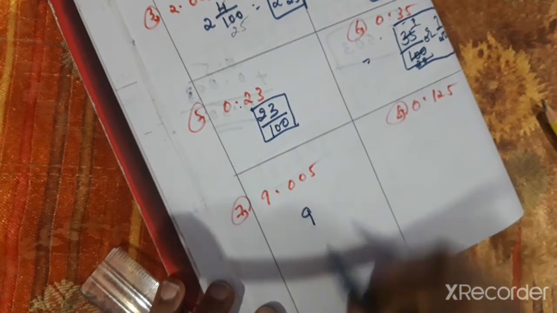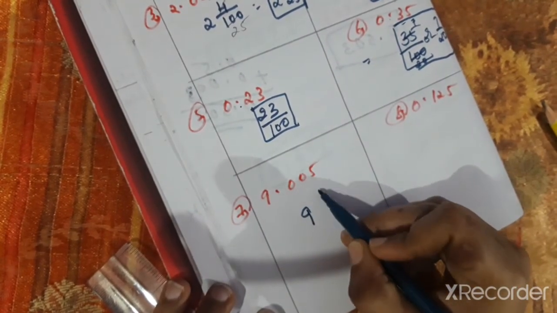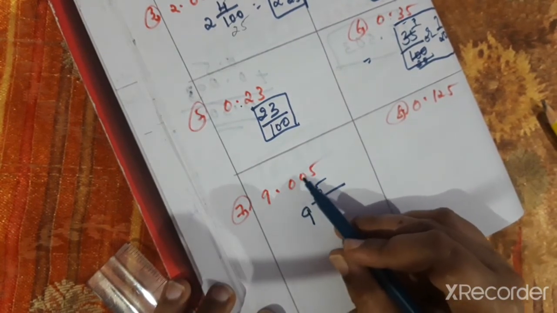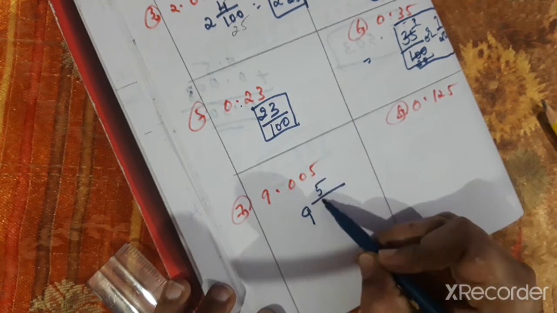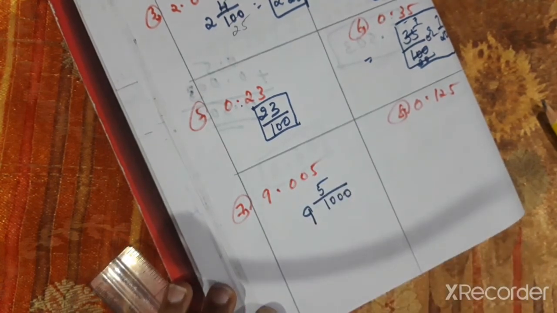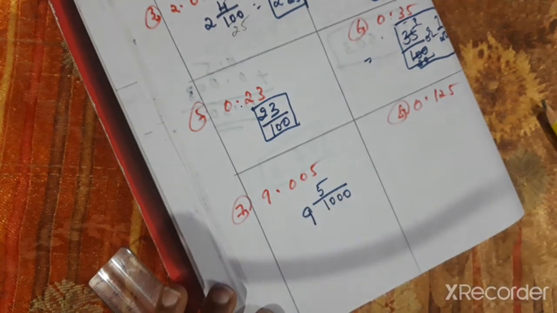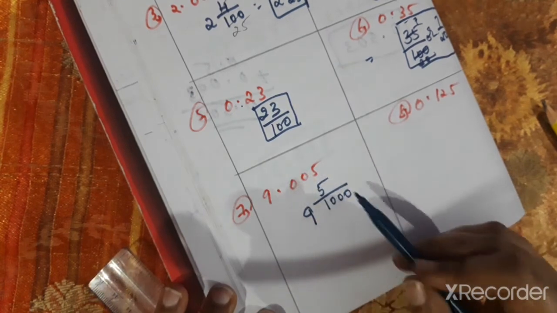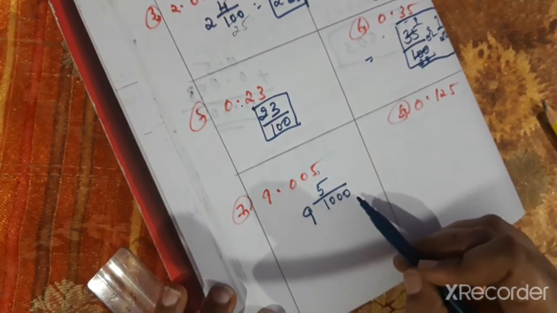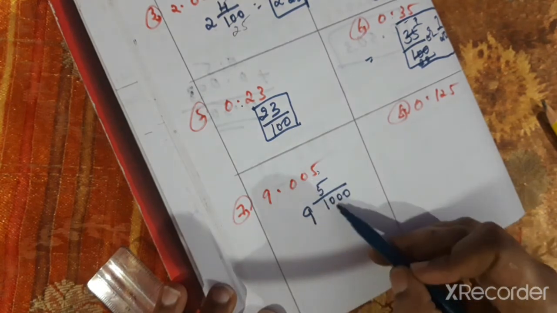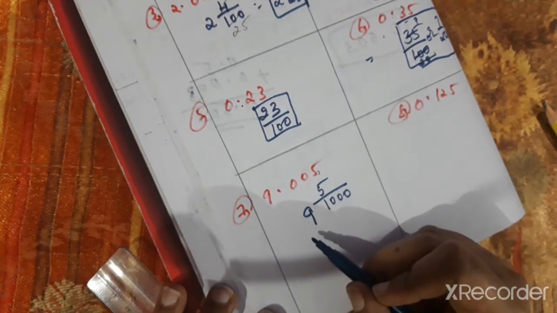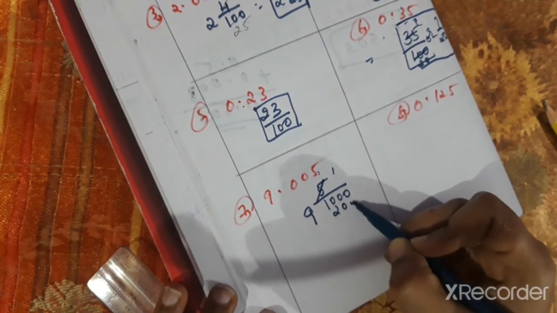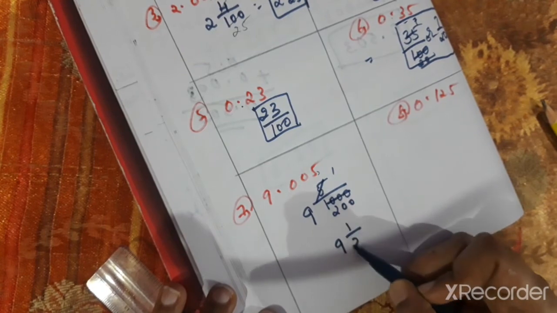Now 9 is the outside whole number and 005, so 5 becomes the numerator, no value for the zeros. How many digits are there after the decimal point? 1 2 3, 3 digits means the denominator becomes 1000. Very easy. Before the decimal point is the outside and the numerator is the fraction after the decimal point. 3 numbers means 1000, 3 zeros. We can cancel: 5 ones are 5, 5 twos are 10, 0 0. So the answer is 9 1 by 200.